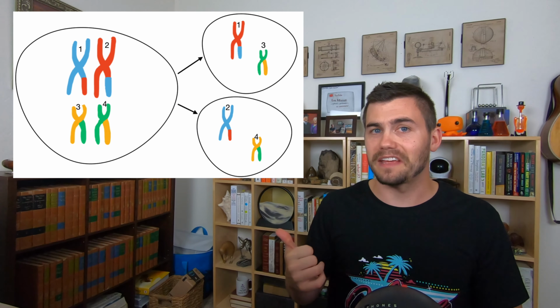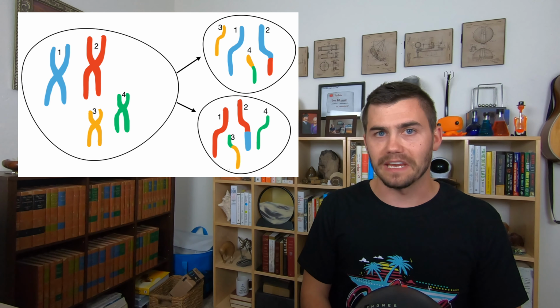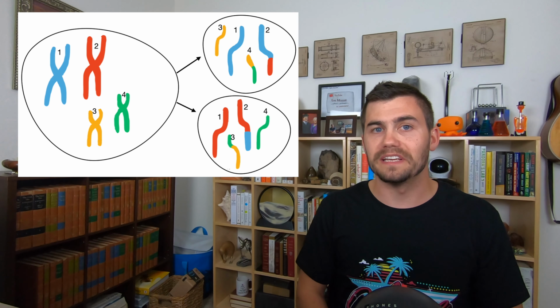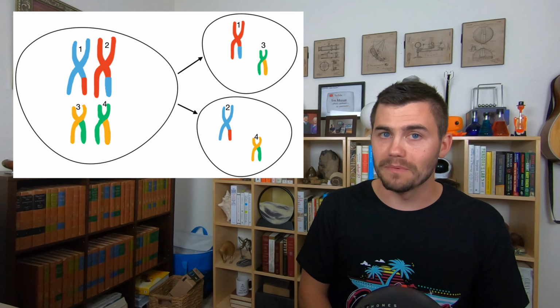But let's compare the result of meiosis 1 with mitosis. If these cells had divided through mitosis, there would be 2 cells with 4 chromosomes each. But because the chromatids did not separate, instead we have 2 cells with 2 chromosomes each.